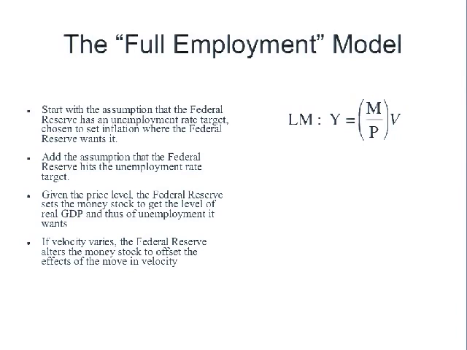Combine these assumptions with our IS-LM, with our investment savings model, that we have that output is equal to the real money stock, which the Federal Reserve controls, times the velocity of money, and the Federal Reserve is going to offset movements in the velocity of money. That's one equation, our liquidity money equation. That's one way of looking at the macroeconomy.